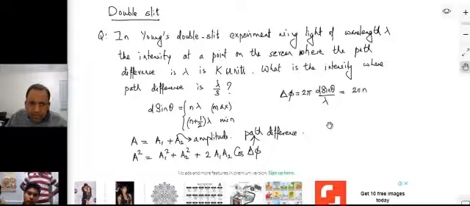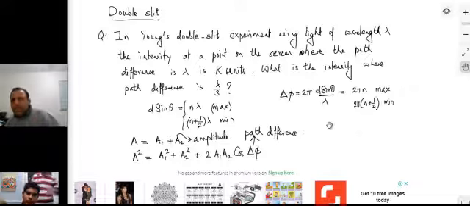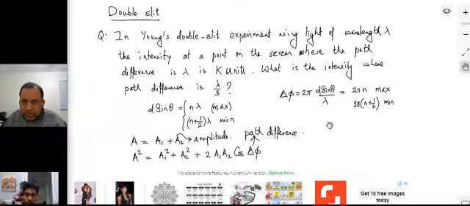This is for maximum, and if you have 2 pi times n plus half, you have minimum. So it is the same idea, but we are writing it in terms of angles. Instead of writing in terms of distances, we are writing in terms of angles. So d sine theta, just divide out by lambda. And that's understood as the path difference.